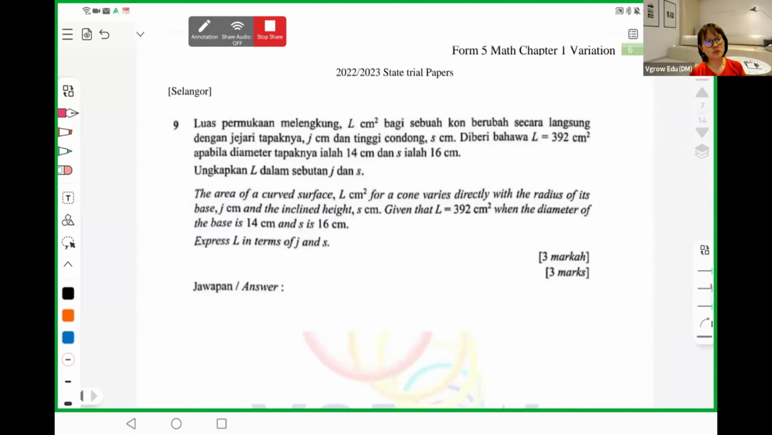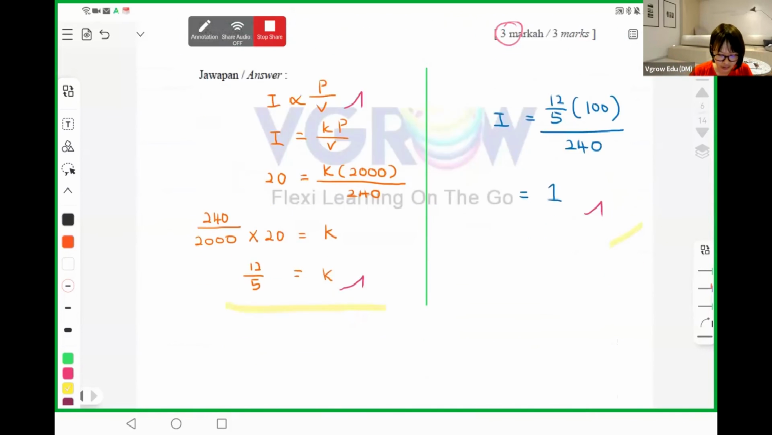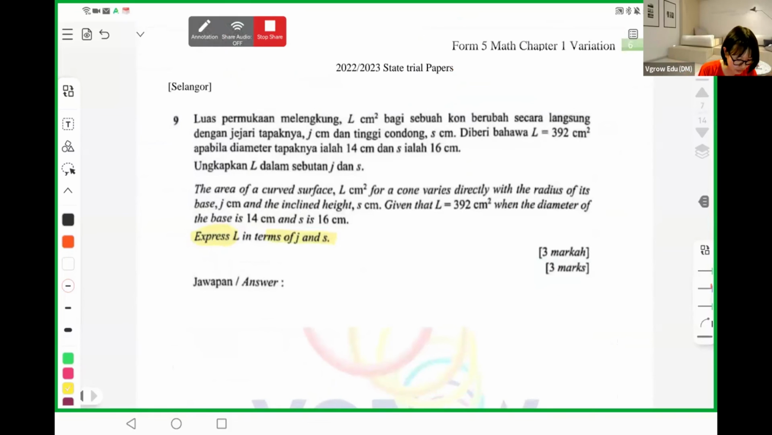Okay, so this question, you look at the type of questions is similar, but where do they stop? Look at this part: Express L in terms of J and S, meaning they stop at this part only. They don't need the third step. Go back to here, same thing.